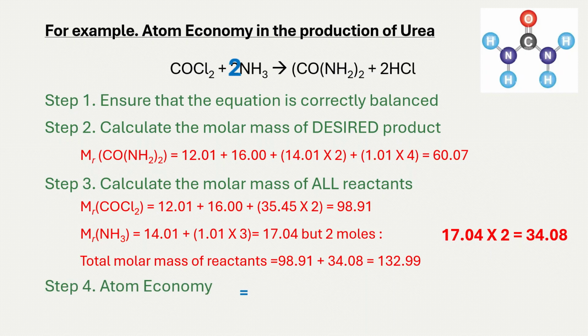Now step 4, atom economy. Using the formula above or in the previous slide, the mass of the desirable product, which is the urea, over the total mass of the reactants times 100 will give you 45.17% atom economy, meaning about 55% will be the waste product.